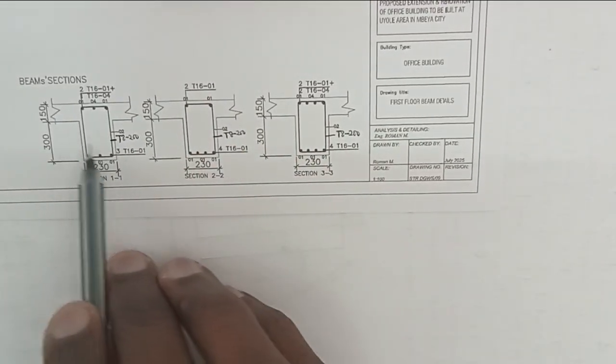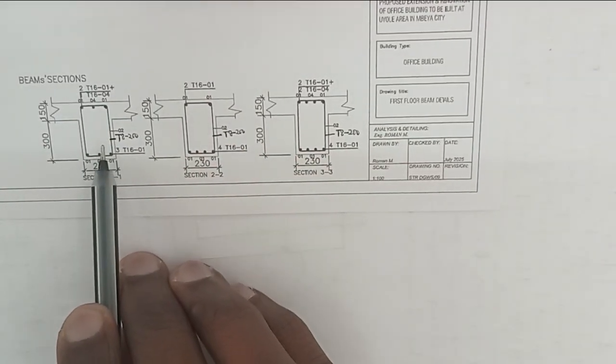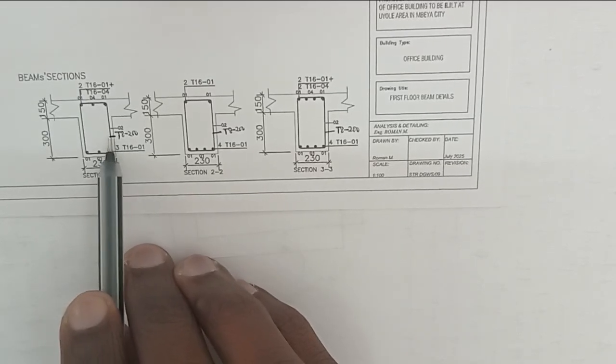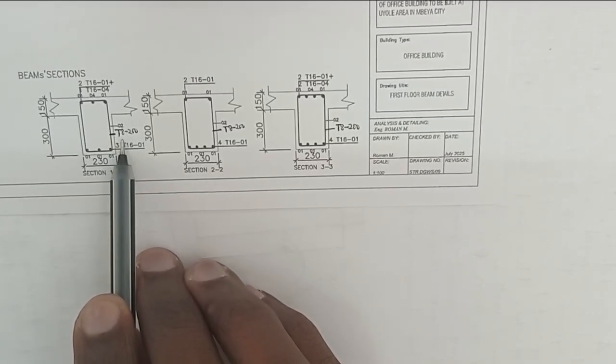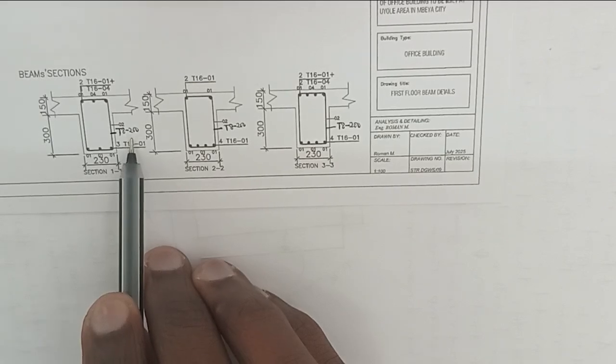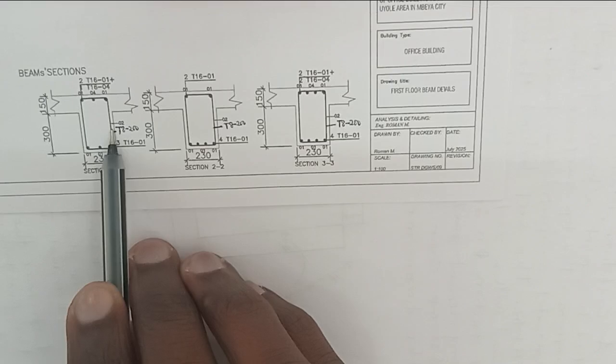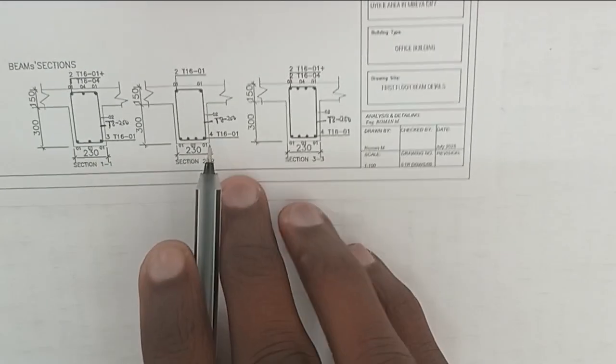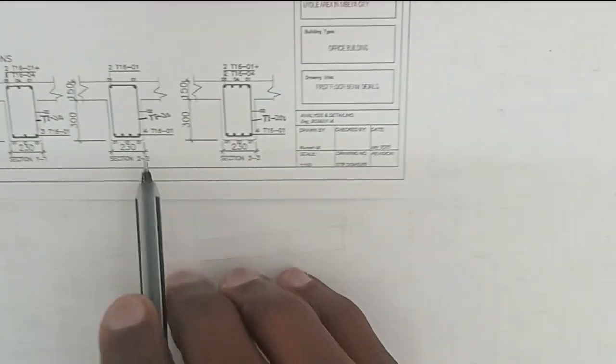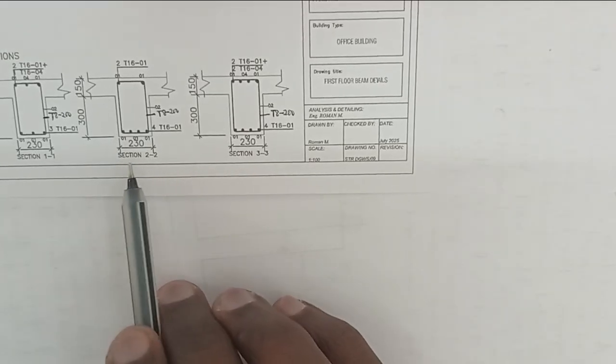Also, this beam section has shear links, sometimes known as stirrups, with a diameter of 8 millimeter at a spacing of 200 millimeter at bar mark number 2. Now let's check also section 2-2.